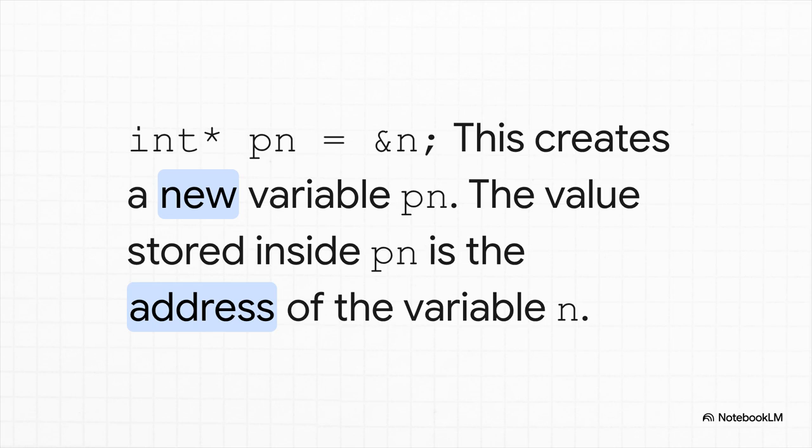Okay, what's happening here? We are creating a brand new variable, our pointer, and we're calling it pn. Now, because it's its own thing, a signpost is a physical object, right? It gets its own memory address. It has to live somewhere. But what's the value we're storing inside pn? It's not a number like 44. It's the address of our house n. It is literally storing the location of something else.